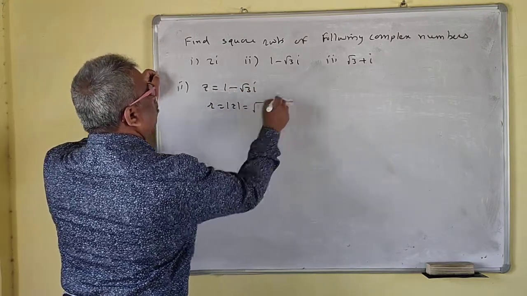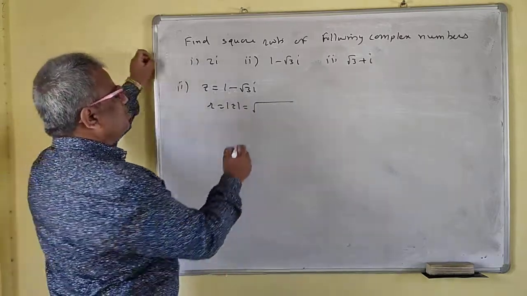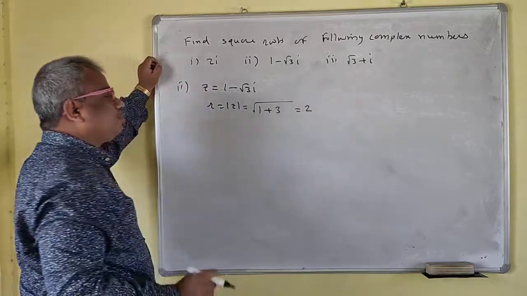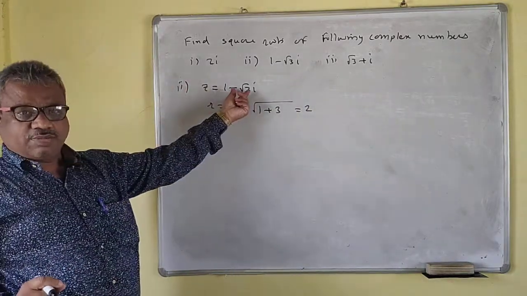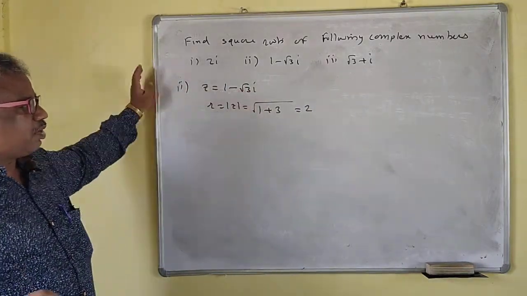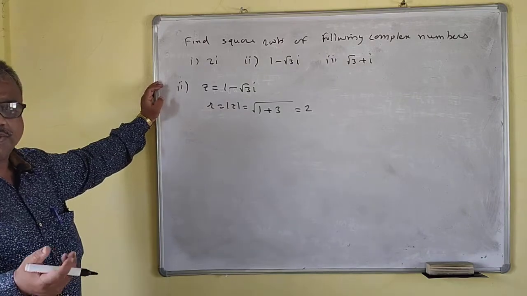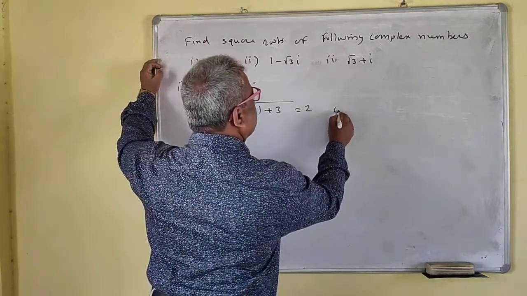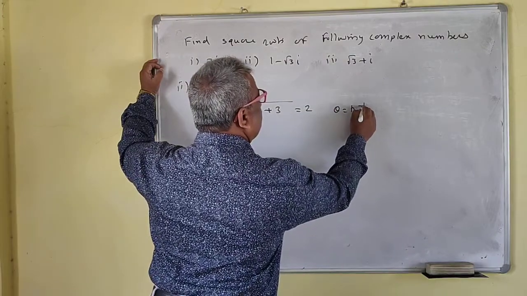This is nothing but root of 1 square plus root 3 square. This is what? 2, right? Minus 3, minus root 3 square, that is 3. Because the square of any real number is always positive, this is it. Okay, so now theta is equal to tan inverse of.